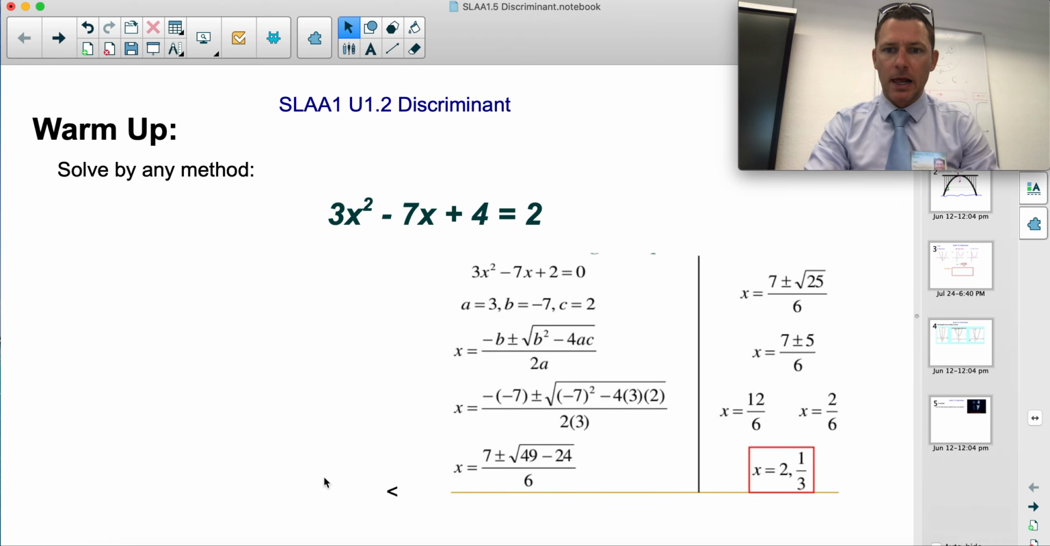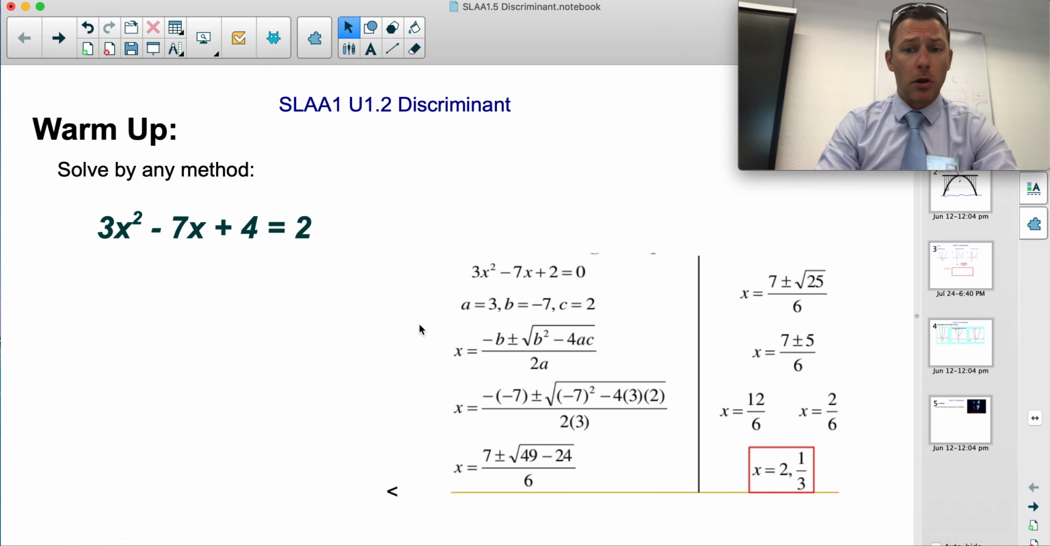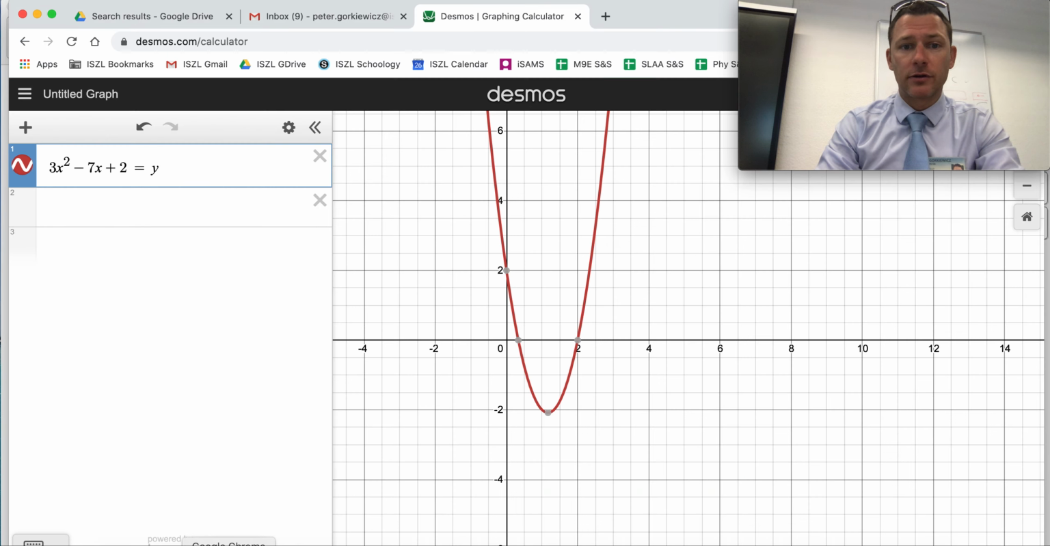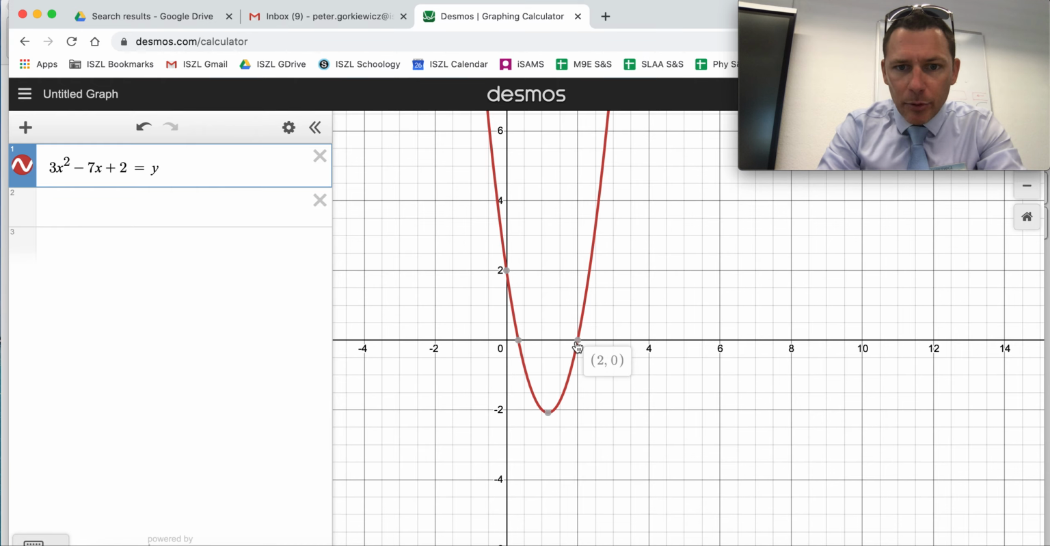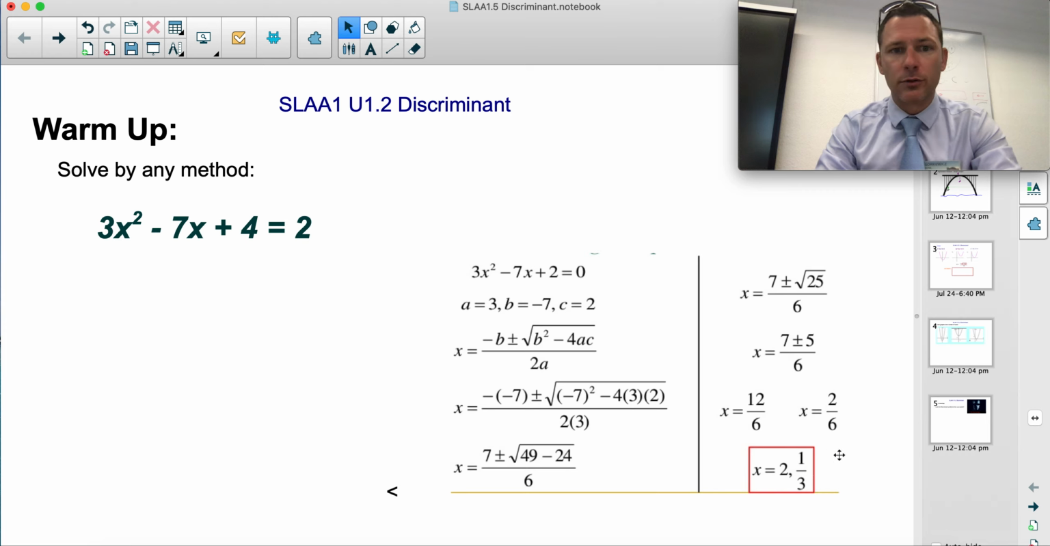Okay. There's a couple of ways to solve this. One is quadratic formula. Another one could be graphing. And so here's a graph. I put it in a graph. It looks like there's a point there and a point there. That should be kind of the same thing you got here, right? 2 and also a third.